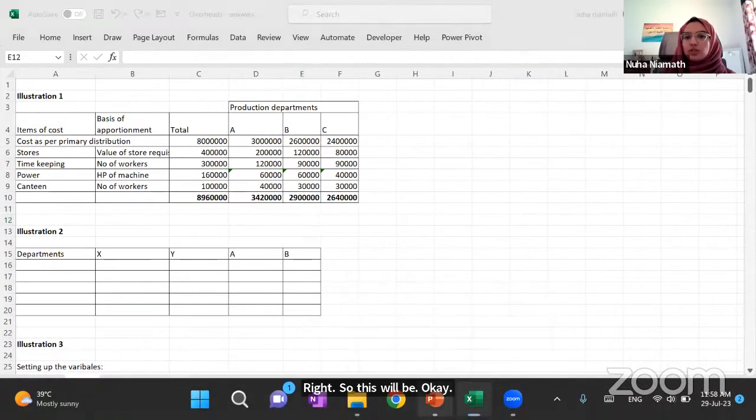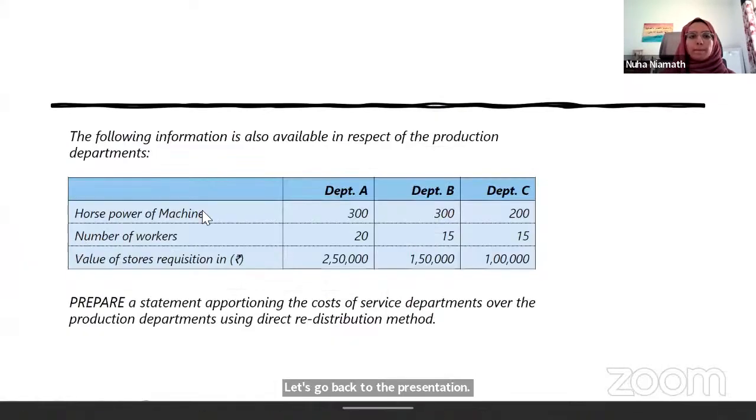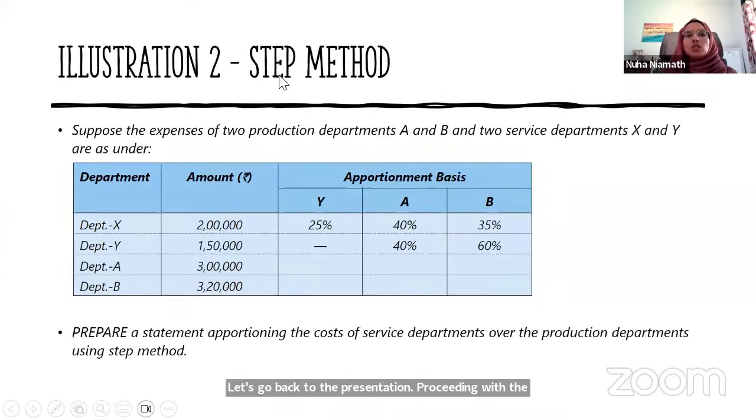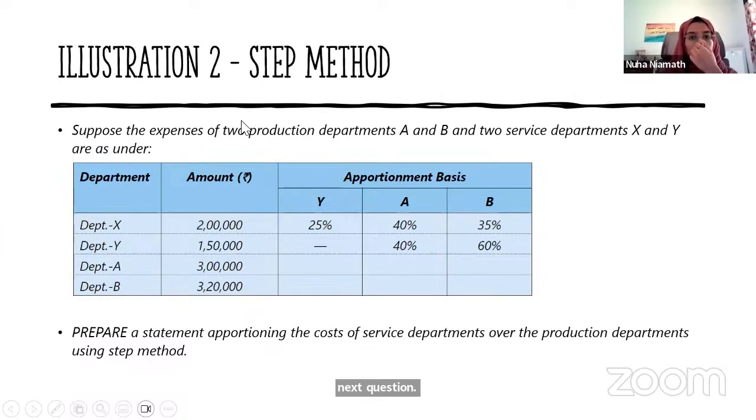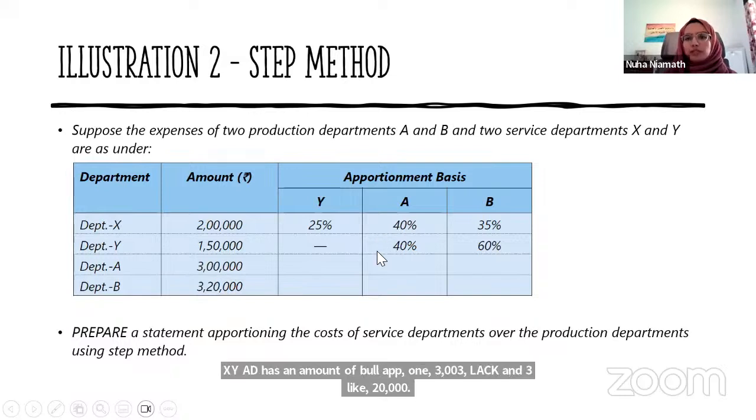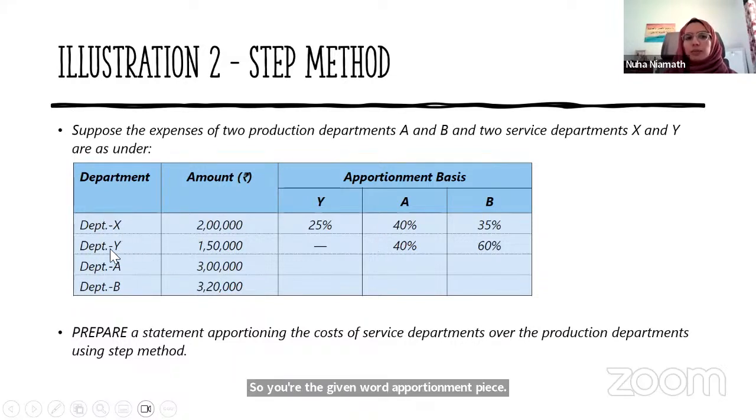Let's go back to the presentation. Proceeding with the next question. So next is the step method. Suppose the expenses of two production departments A and B and two service departments X and Y are as under. Department X, Y, A, B has an amount of 2 lakh, 1 lakh 50,000, 3 lakh, and 3 lakh 20,000. So here they've given you an apportionment basis. Department X amount has to be apportioned between Y, A, B in 25%, 40%, 35% proportion. And Department Y has to be apportioned on the basis of 40% to 60% to Department A and B.